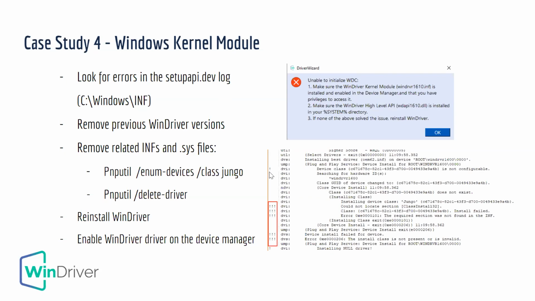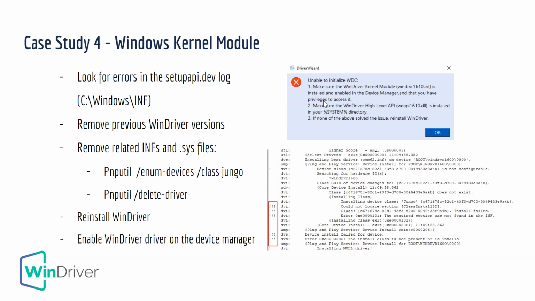And as I said, warnings are marked with 1 exclamation point, and 3 exclamation marks indicate an error. It says exactly what the issue is and what went wrong with each INF. So we look for the error in the setup API devlog. In this case, we ask the client to remove previous WinDriver versions that interfered with this driver wizard runtime.